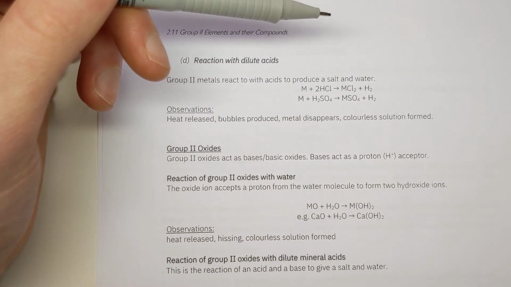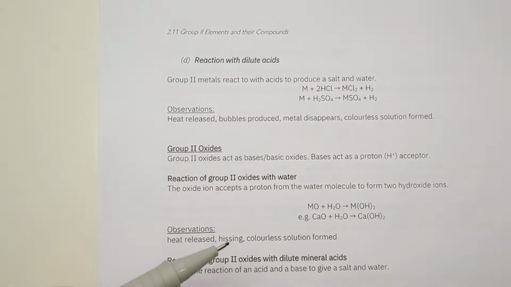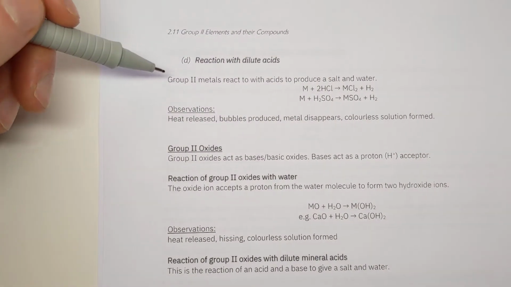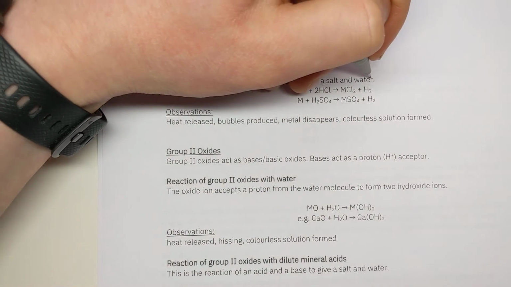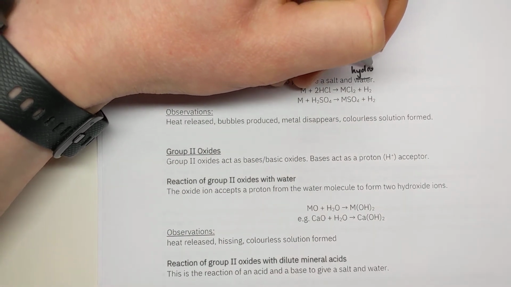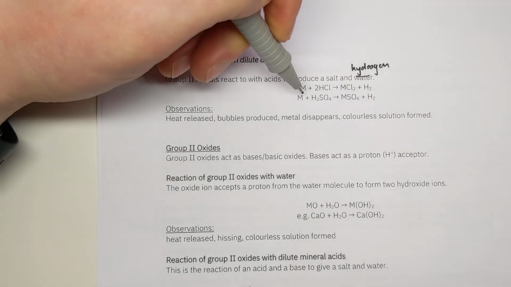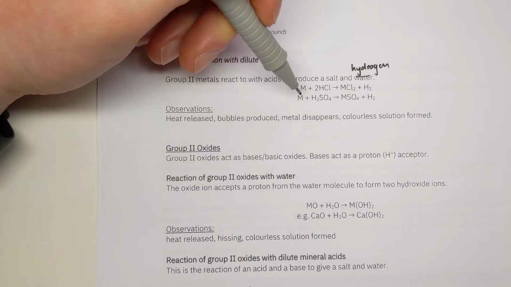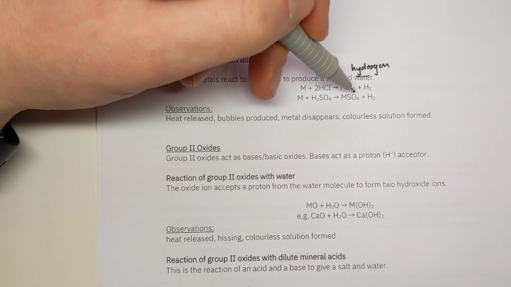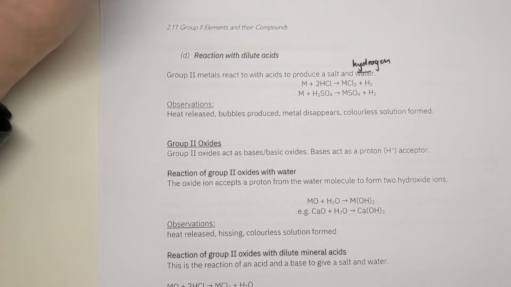And at this point I just realised there's a horrible typo in these notes, apologies for that. As you probably were screaming at your screen, they don't make a salt plus water, it should be a salt plus hydrogen. Apologies for that. So metal plus hydrochloric acid will make a metal chloride plus hydrogen. A metal plus sulfuric acid will make a metal sulfate plus hydrogen there.